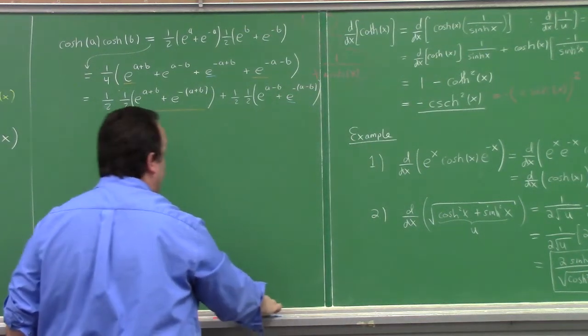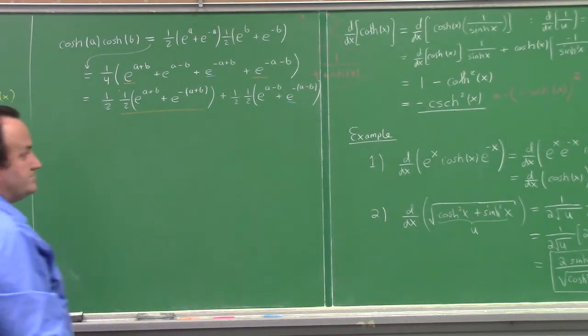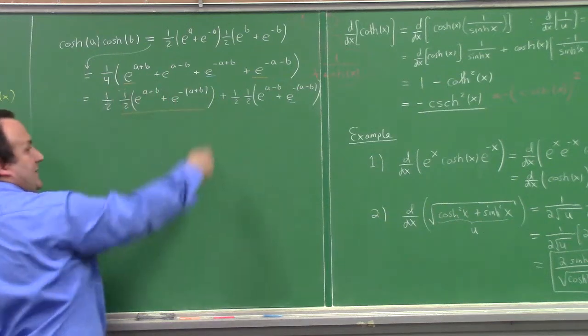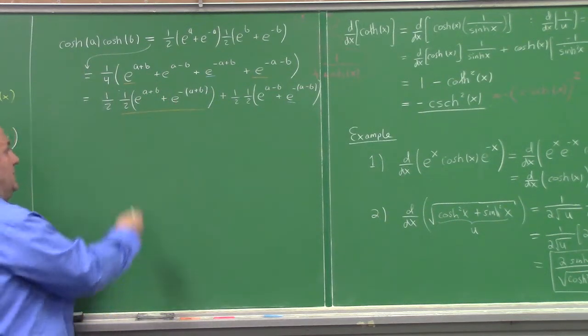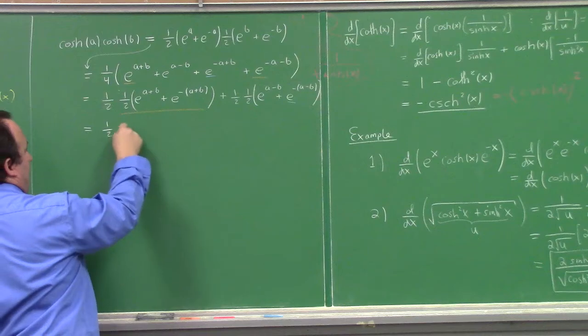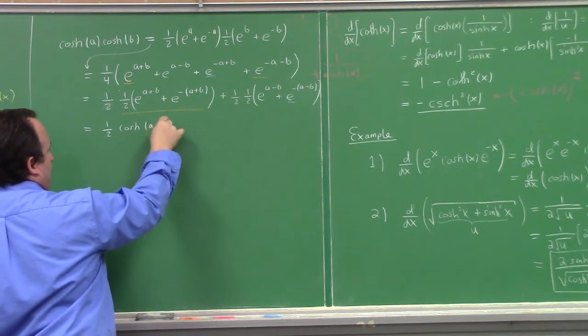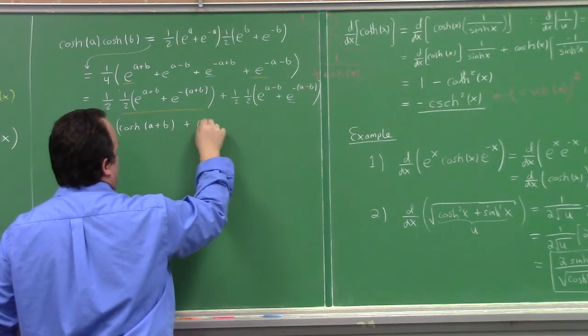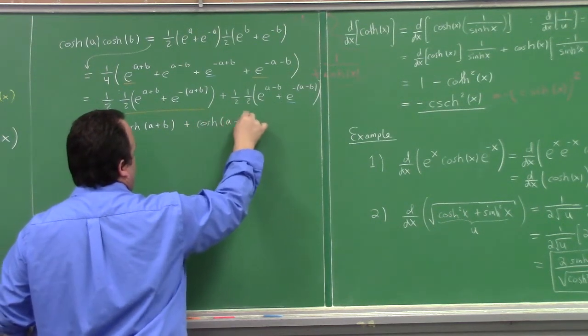I do have a question. Sure. Can e to the a plus b and e to the negative a plus b cancel each other? Oh, they don't cancel each other, but that has a name. Like this is hyperbolic cosine of a plus b. And the other one, right? This one is hyperbolic cosine of a minus b.